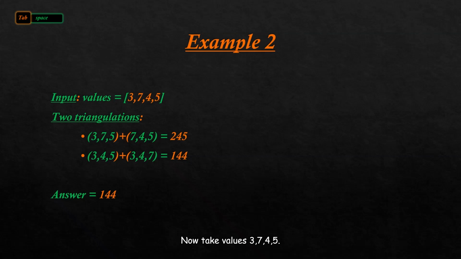Now take values 3, 7, 4, 5. Here there are multiple triangulation choices. If we choose triangles (3, 7, 5) and (7, 4, 5), the total is 245. If instead we choose (3, 4, 5) and (3, 4, 7), the total becomes 144. Among these, 144 is the minimum, which is our desired answer.